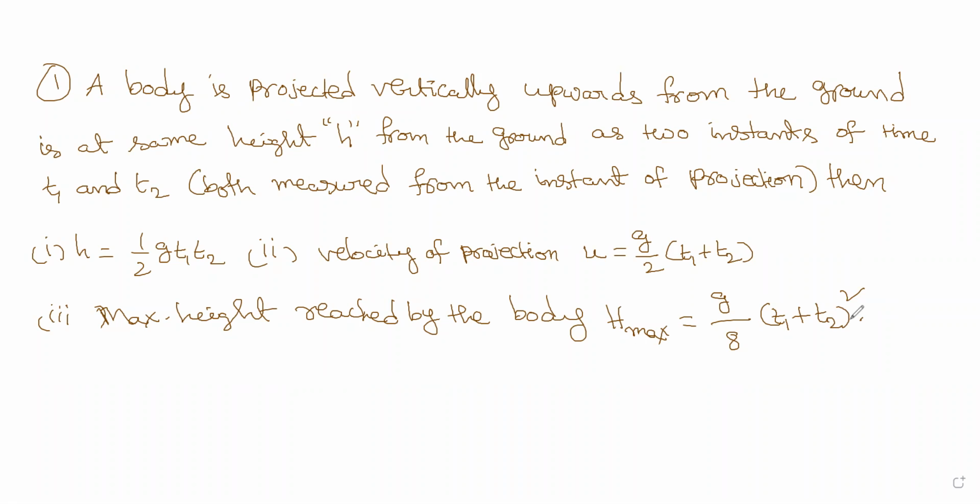Yes, sir. Okay, good. Now here you see the situation. I will redraw. This is the topmost point, this is the ground. Okay? Now, vertical projection means? From the ground we have projected this object upwards like this, and it has reached some height, which is the maximum height. This is the H max.